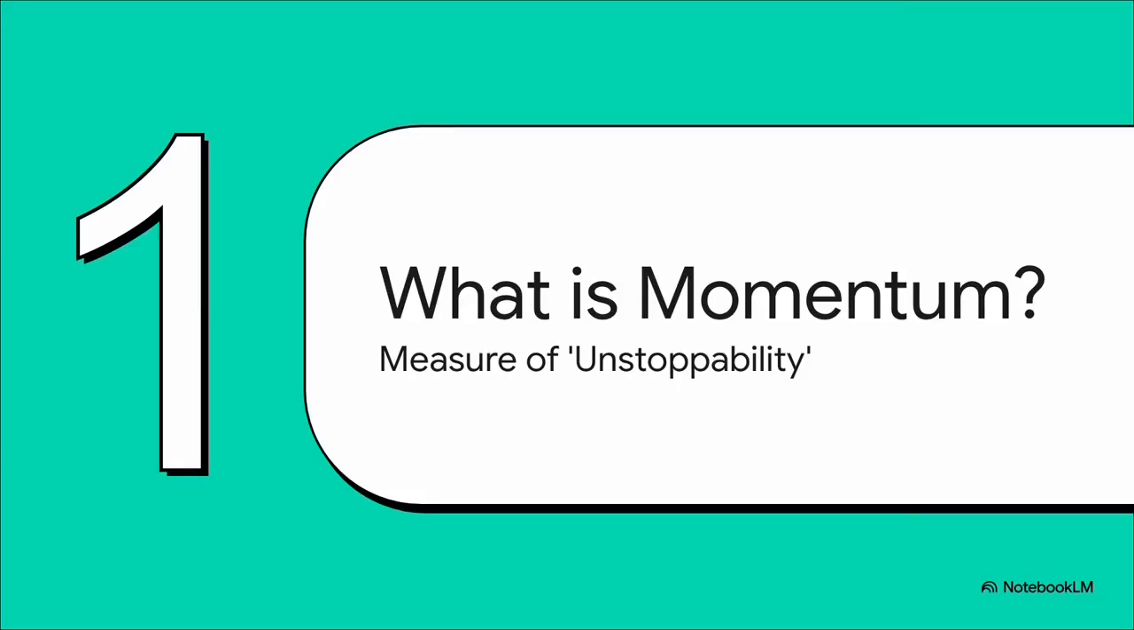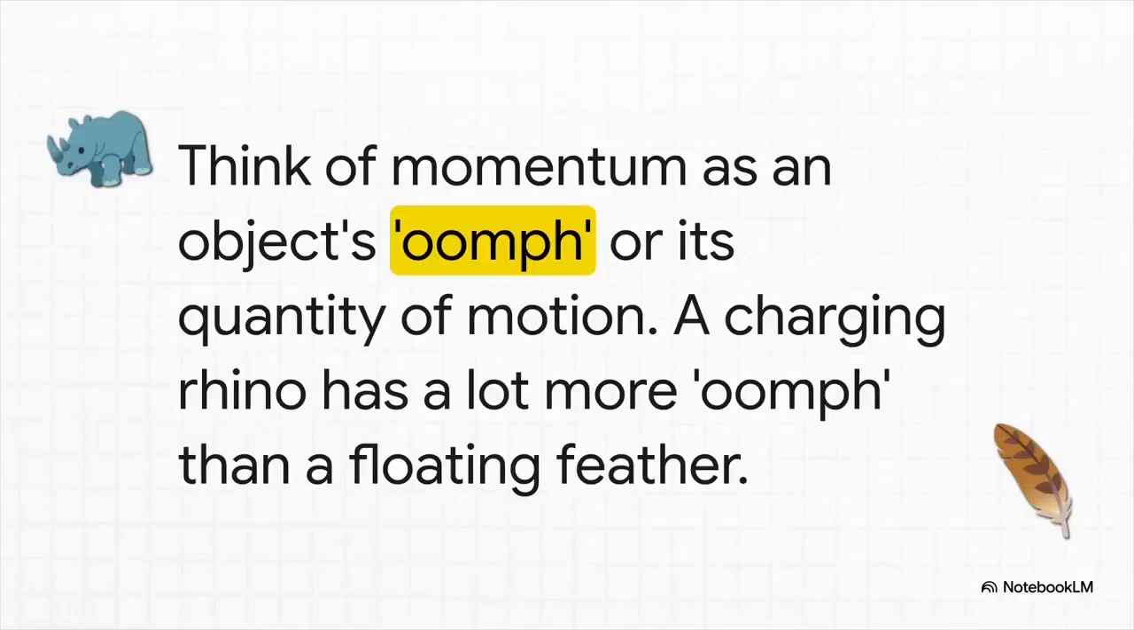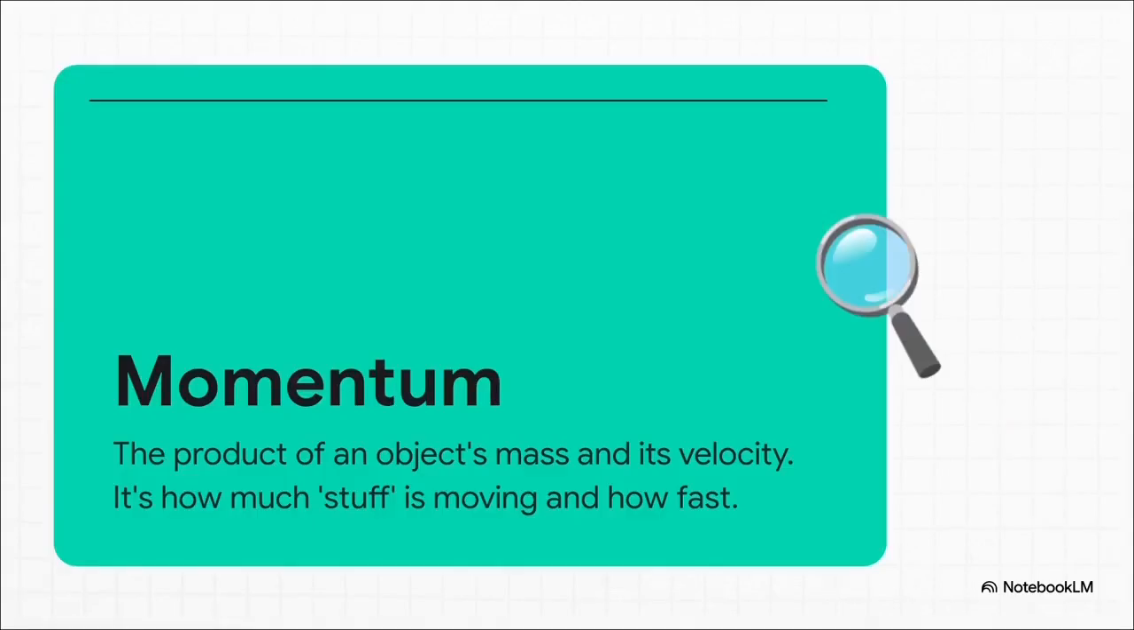Before we can talk about the conservation of momentum, we first have to figure out what momentum actually is. The simplest way to think about it is as the universe's own measurement of how unstoppable something is. And I absolutely love this description, oomph, because it's something we all intuitively understand, way before you even think about the math. A feather floating in the air? Super easy to stop. It has basically zero oomph. But a charging rhino? That's a whole lot of oomph. You're gonna wanna get out of the way.